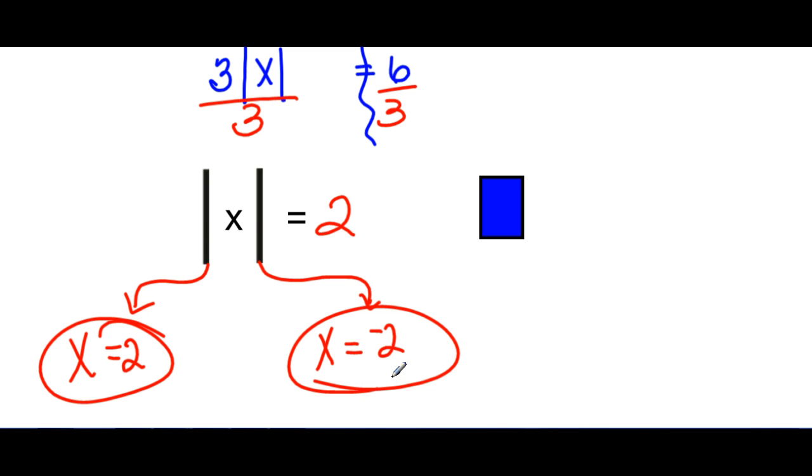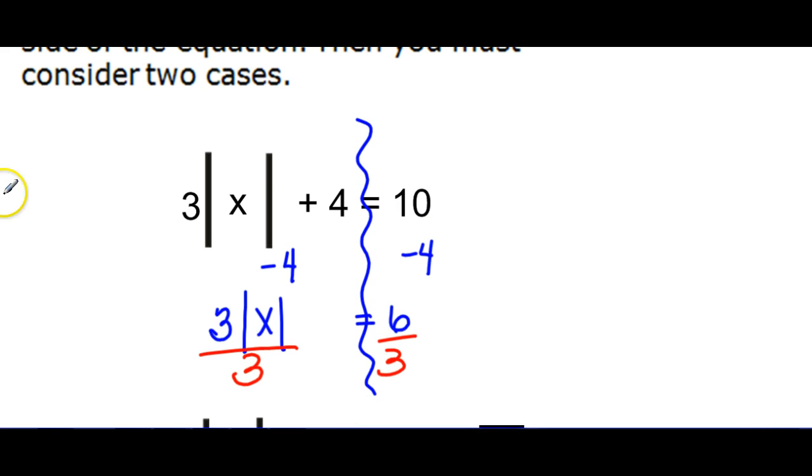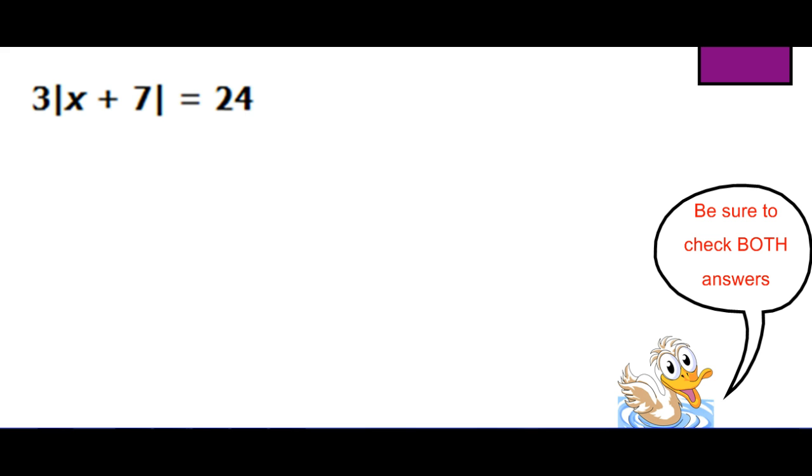Now, both of those answers will work. If you were to go back to the original problem and put a 2 in here, the absolute value of 2 is 2, 2 times 3 is 6, 6 plus 4 is 10. Check. If you were to put a negative 2 in here, the absolute value of negative 2 is 2, 2 times 3 is 6, 6 plus 4 is 10. Check. They both have to work.